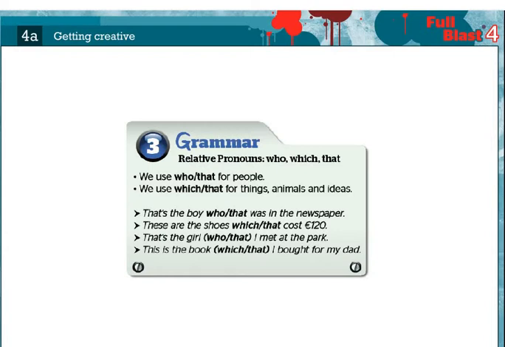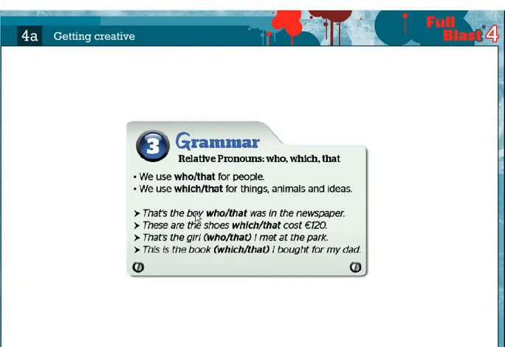Okay, that we can use instead of who, and the same, that we can use instead of which. So we will say who and which. We use who for people. We use which for things, animals, and ideas.